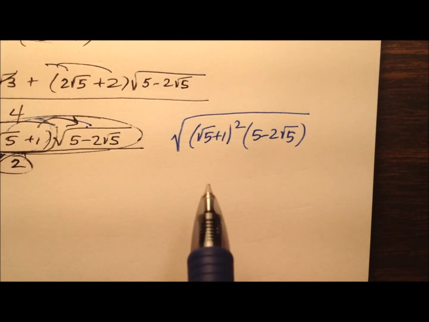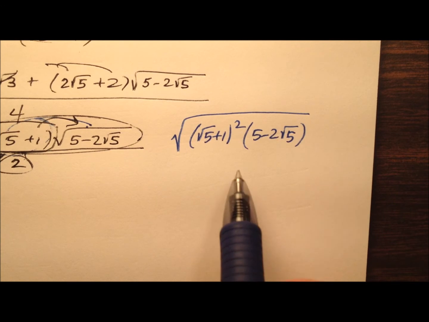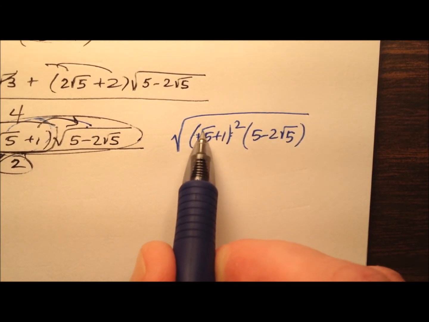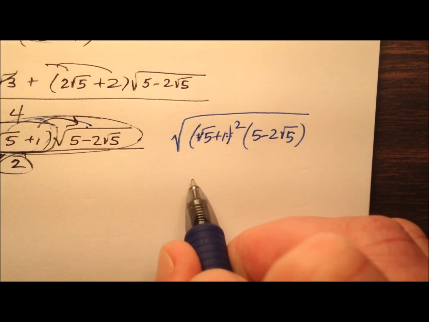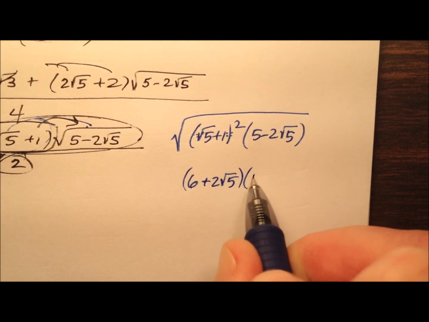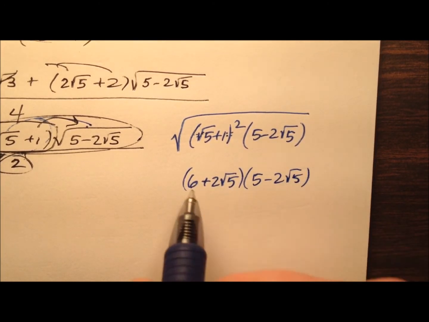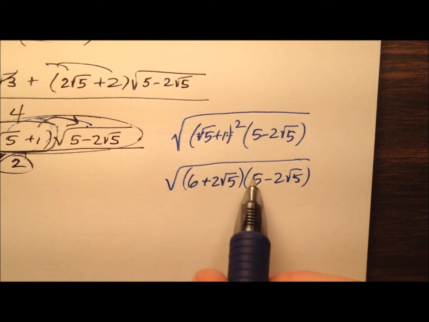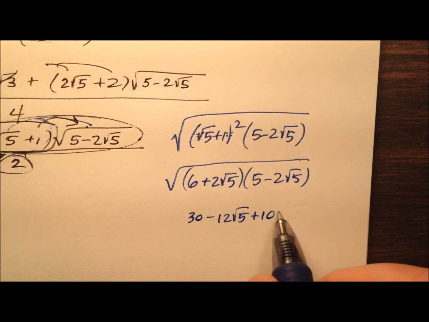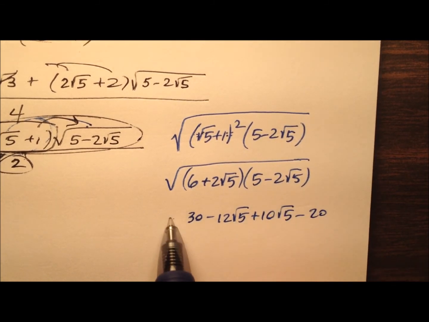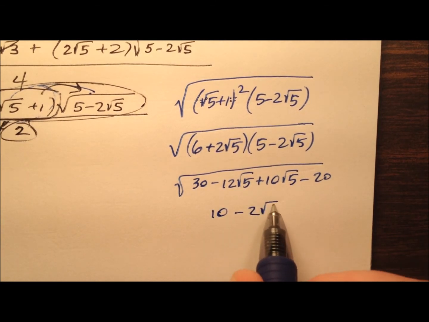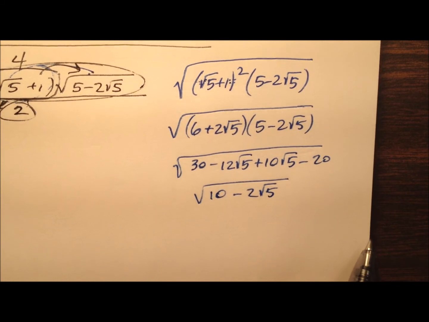So let's focus on this for a second. And I'll do it in blue, that way we can keep everything separate. Okay, so when we square this little binomial, it's going to be a squared plus b squared. So 5 plus 1 is 6, and then plus 2 radical 5. And we'll multiply it by this guy here. All that's under that radical still. So it looks like 30 minus 12 radical 5 plus 10 radical 5 minus 20. Interesting. So it looks like 10 minus 2 radical 5. All that's under the radical.